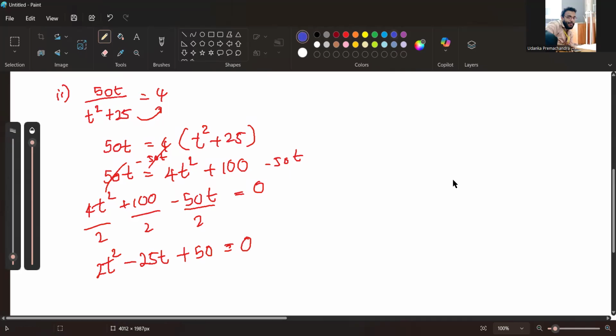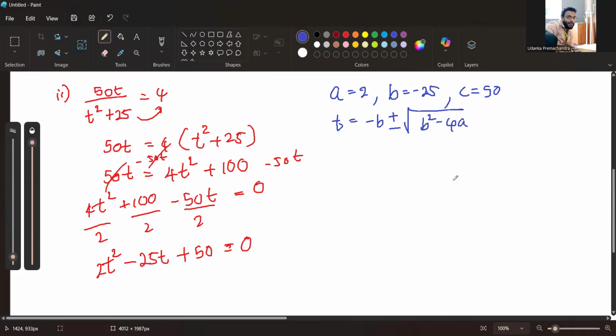Now you can simplify using the quadratic formula. A equals 2, B equals negative 25, and C equals 50. Do you remember the equation? T equals minus B plus or minus the square root of B squared minus 4AC, over 2A. Use this equation and simplify. Now substitute the values.